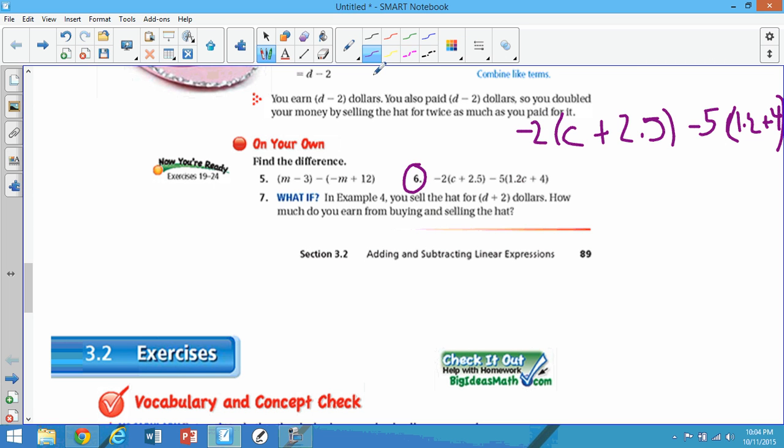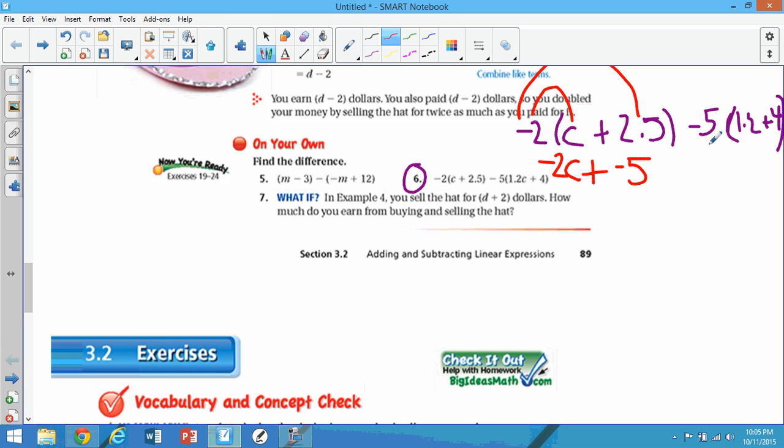So to do that, you've got to think, okay, negative 2 times c, then negative 2 times 2.5. If I do negative 2 times c, that is a negative 2c, and I'm doing this in red now, negative 2c plus, okay, now I have to do the negative 2 times the 2.5. So 2 times 2.5 is 5, okay? But I have a negative times a positive, so it's going to be a negative 5.